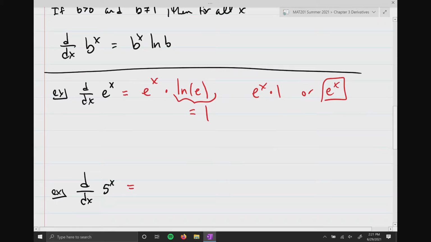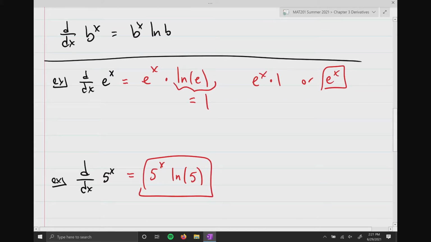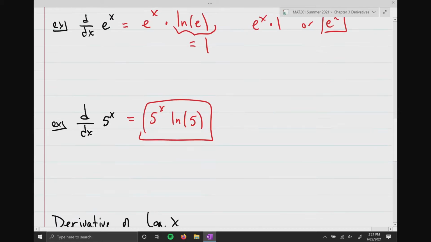So what is the derivative of 5 to the x? Well, that's going to be 5 to the x times the ln of 5. And that's basically it. Honestly, I hate to say it, but that's as hard as it gets.